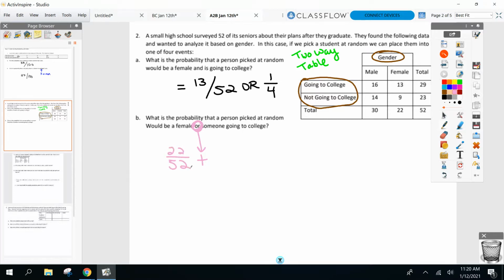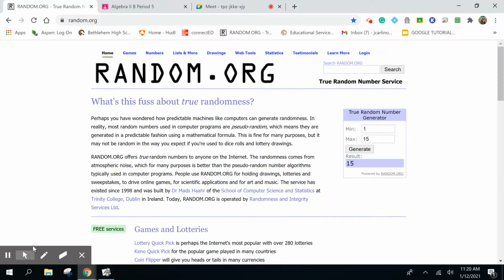Good. Female or going to college now. And I'm just talking going to college, regardless of your gender, going to college. How many? Here we go, Colin. How many going to college?